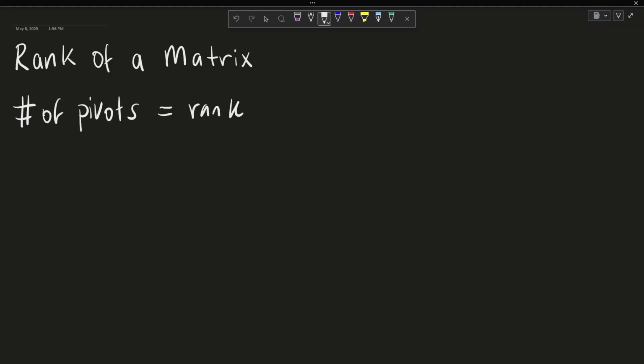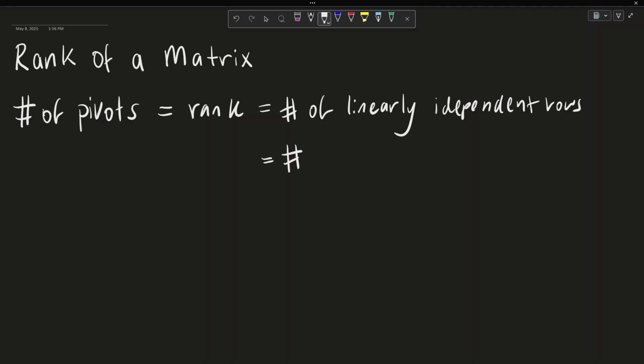And this is also equal to the number of linearly independent rows, which is also equal to the number of linearly independent columns. So what does this mean geometrically?